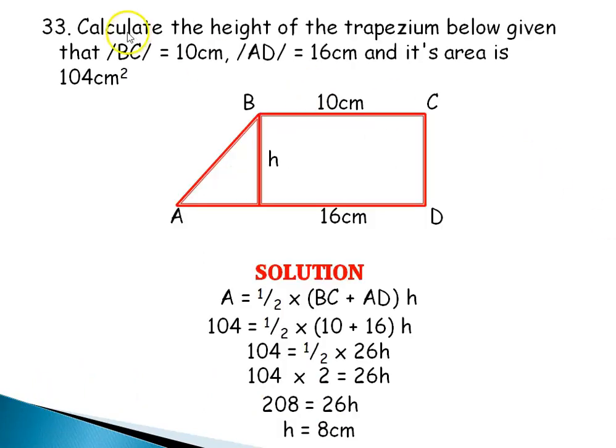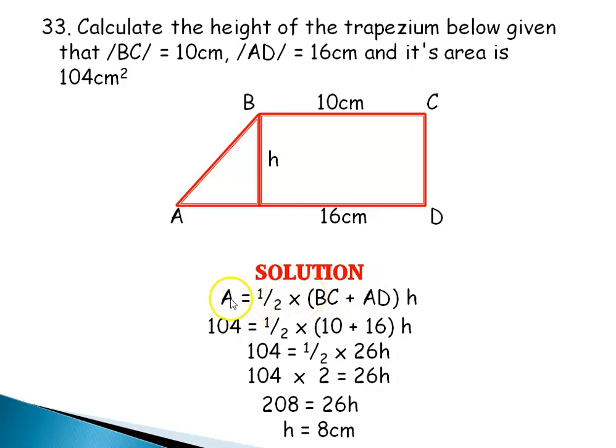Question 33. Calculate the height of the trapezium below, given that BC is 10 centimeters. This is BC. AD is 16 centimeters. This is AD. And its area is 104 centimeters squared. So first of all, we need to know the formula for calculating the area of a trapezium. Area equals 1 over 2 times (BC plus AD) multiplied by the height. This is the formula for calculating area of a trapezium.